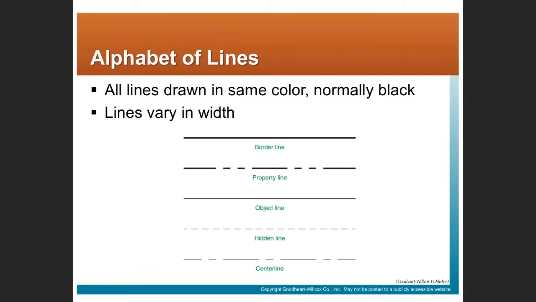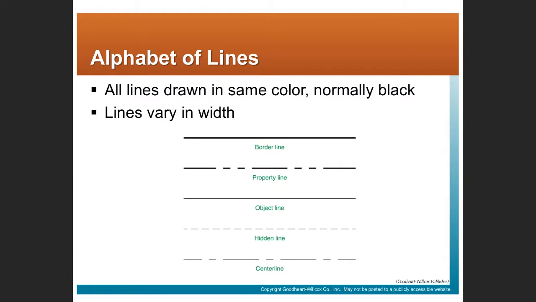We have lines of various styles and weights on our drawing, right? Everything is in plan. Everything is almost always going to be in black, so we're not using color to distinguish different types of lines. We're using width and characteristics of the line.